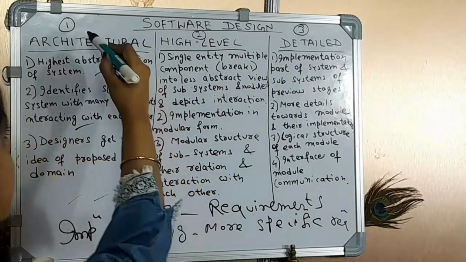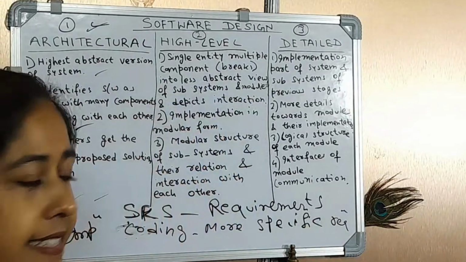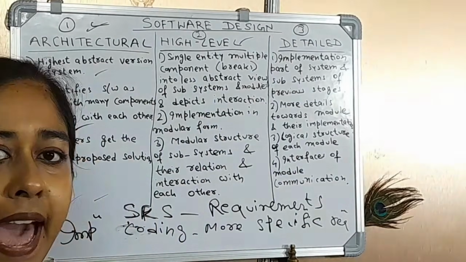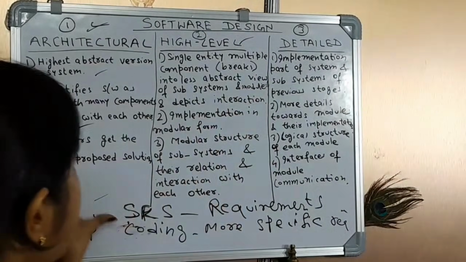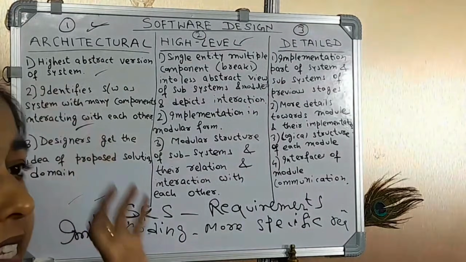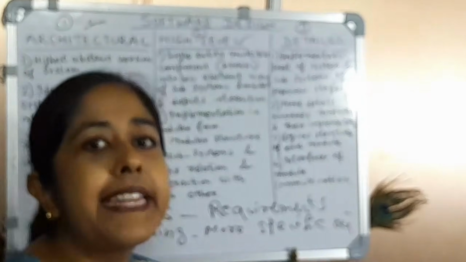So this is our architectural level of designing. Now, the second level. What is the second level? The next level is our high-level design. What happens in this high-level design? Here we see the whole system as a collection of components, a system with many components.